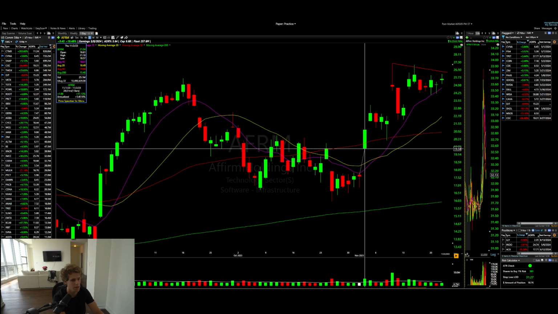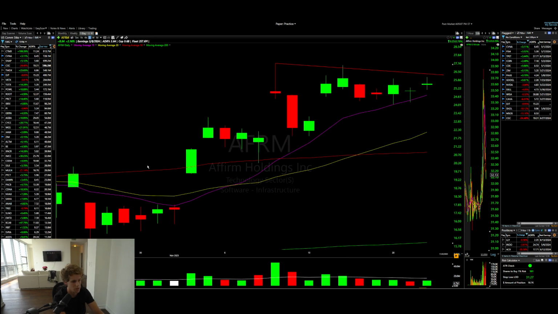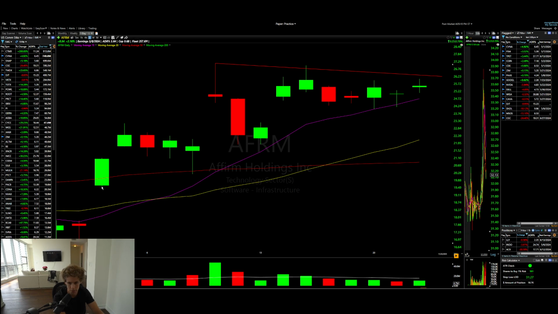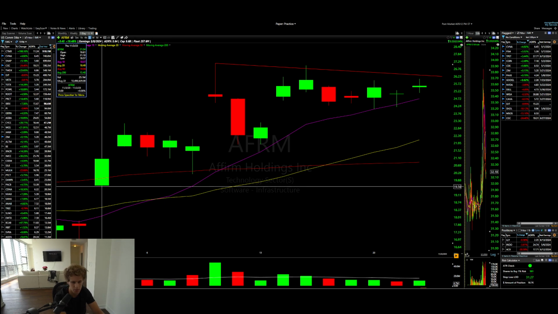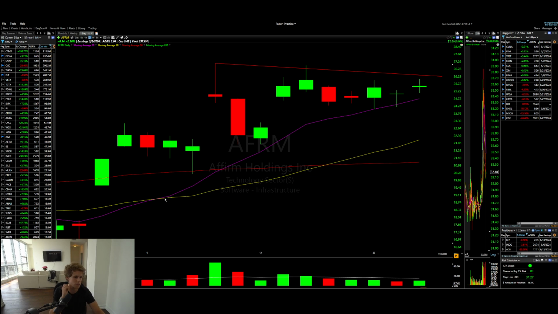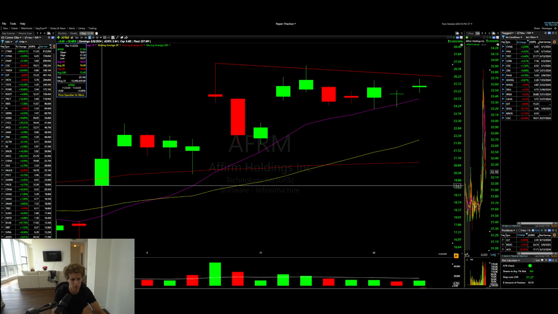So this gaps up 11%. Now you have market open. You can see that the low of the candle, the little wick, hopefully you can see that. It might be a little bit blurry because of how this screen size is. But you can see the little wick right there.